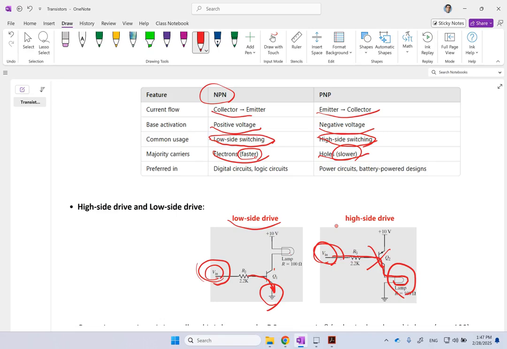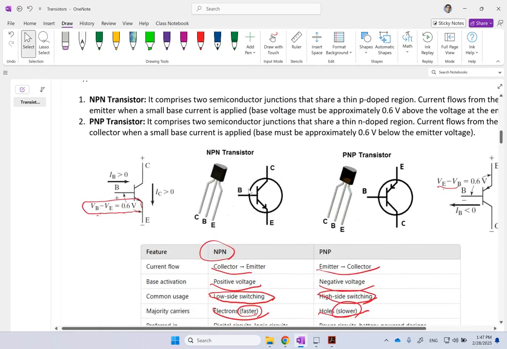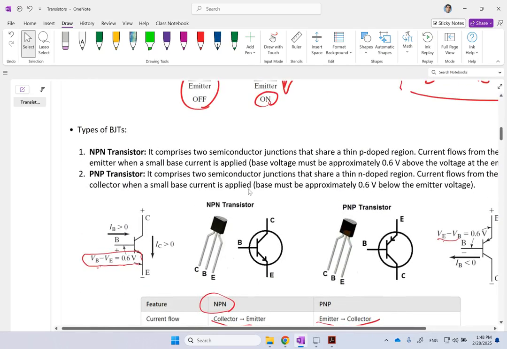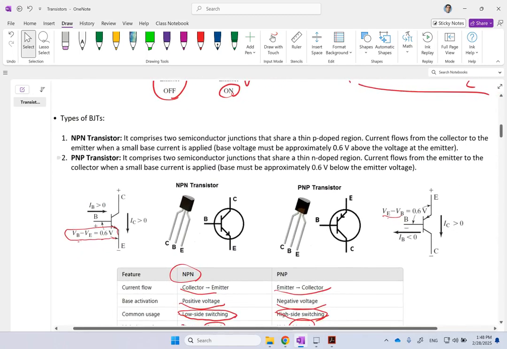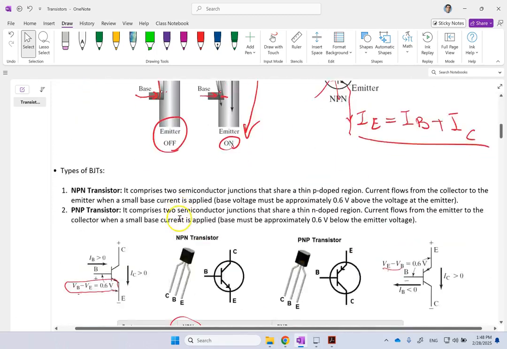Because in electric circuits, you care about things being done fast. So in digital and logic circuits, you mostly use NPNs. PNPs are used in battery-based systems and power circuits. If you want to know where and when to use PNP or NPN, hopefully this table can give you a little bit of insight. These are the two major types of what we call the bipolar junction transistor, or BJT.